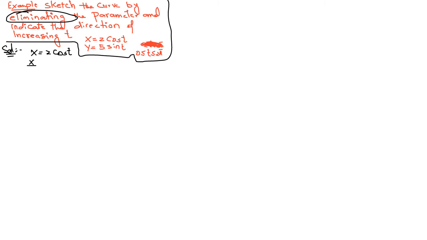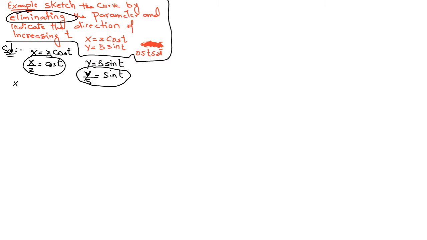Can I write x divided by 2 is equal to cosine of t? It's simple, just divide by 2. Y is equal to 5 sine of t. Can I write y divided by 5? Y divided by 5 is equal to sine of t. Yes. Now take the square of these two equations and add them.